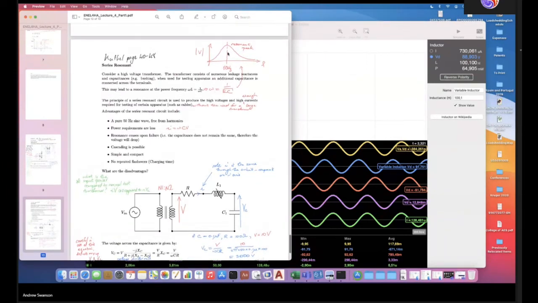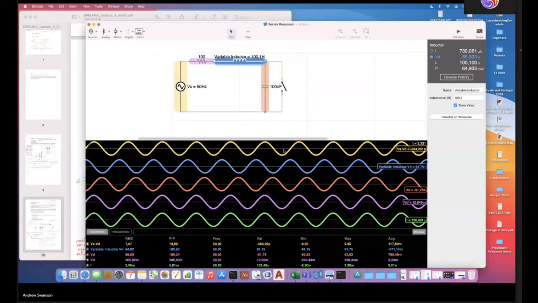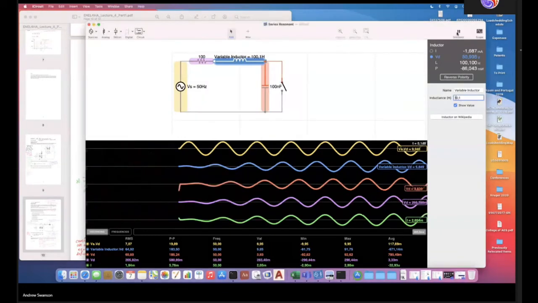So let's just assume 50 hertz. We want a resonant peak there. We can set the equation such that we get the resonance. Resonance won't occur anywhere else. So if you look at the plot here, and you just look at the voltages, just do that quickly.